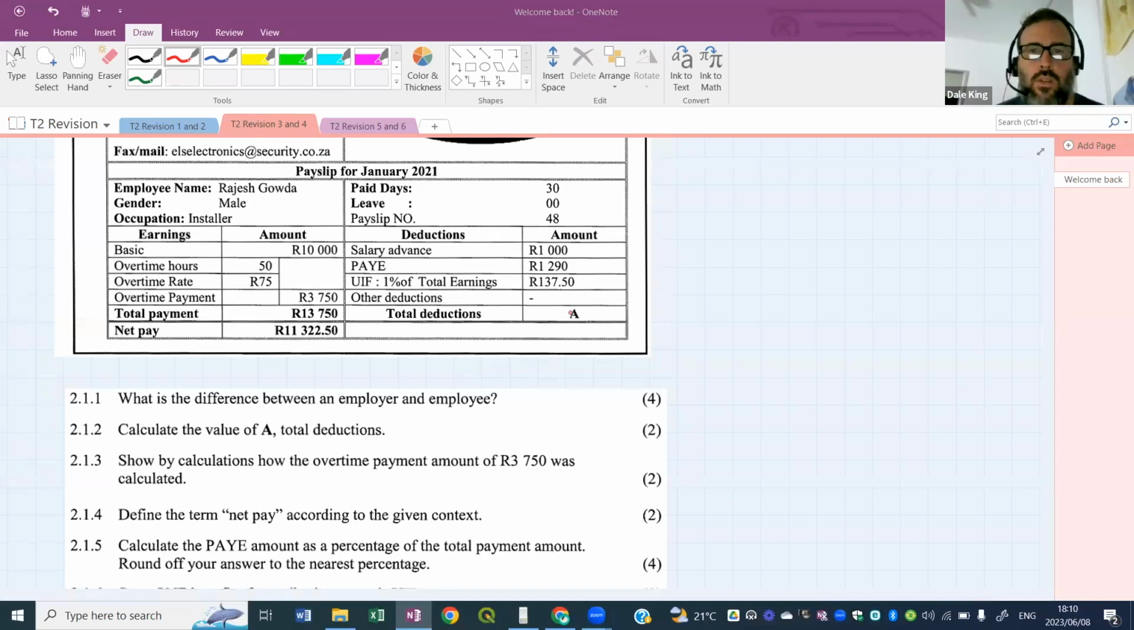Katlego, how are you? Hello, sir. I'm good, and you, sir? Good, thank you. What should we do here? How do we find the value of A? I'm going to add all the amounts. Excellent. Thank you very much, Katlego. So we need to add up the salary advance, the PAYE, and the UIF to get the total deductions. Well done. You guys know what to do, so go ahead and add it up.